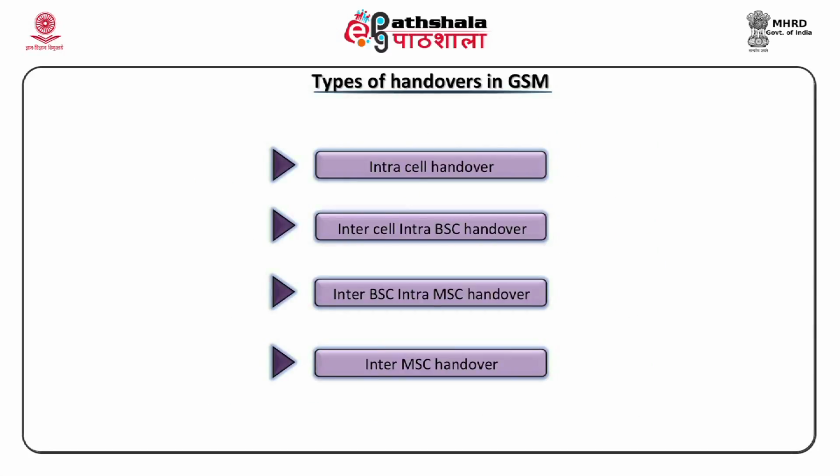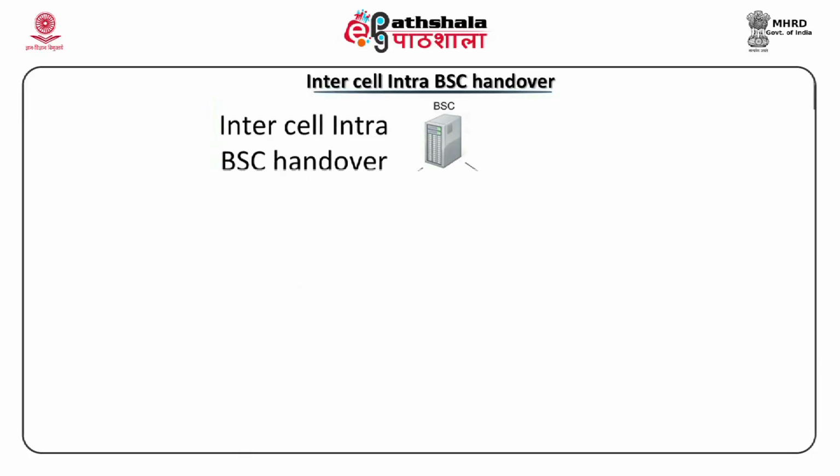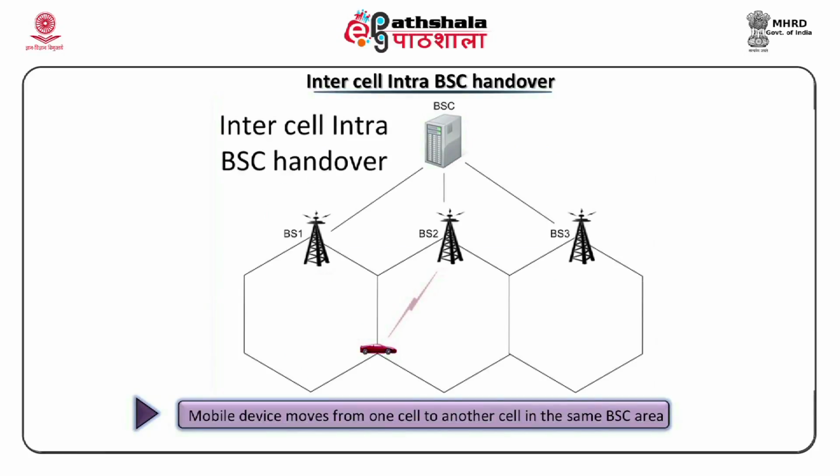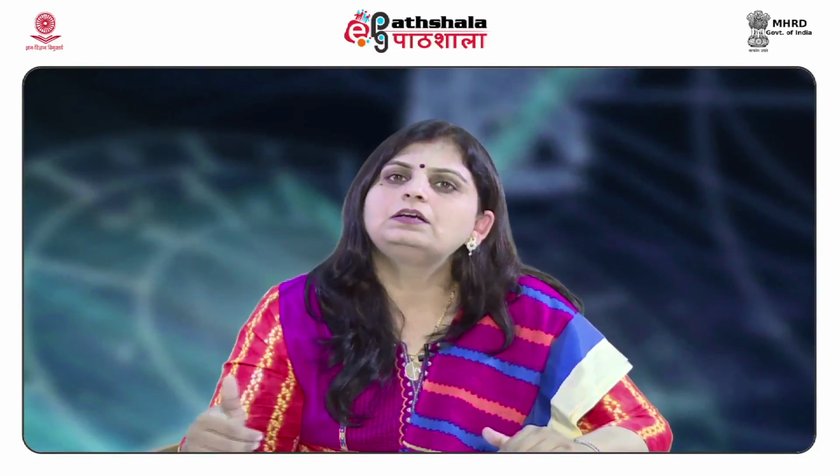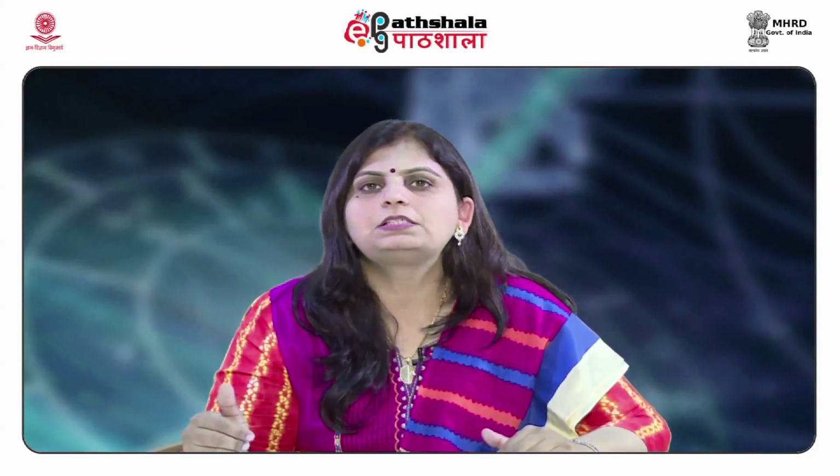So, the 4 categories of handovers which we just discussed depend on how the mobile device is moving. When we say that it is an inter-cell intra-BSC handover, it means that the mobile device has moved from one cell to another cell which is in the same BSC area. So, this type of handover will be controlled by the BSC. When we say that it is an inter-BSC intra-MSC handover, it means that the mobile device has moved from a cell in one BSC area to another cell which is in a different BSC, but in the same MSC area.